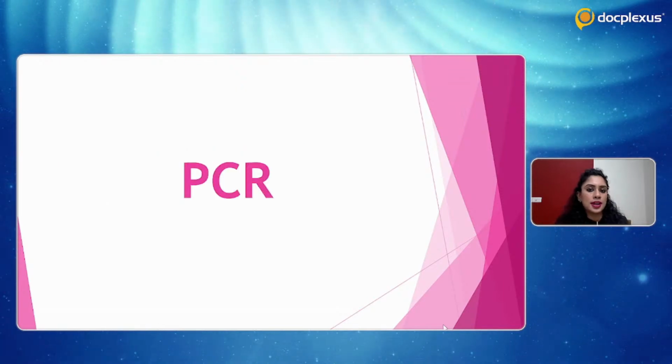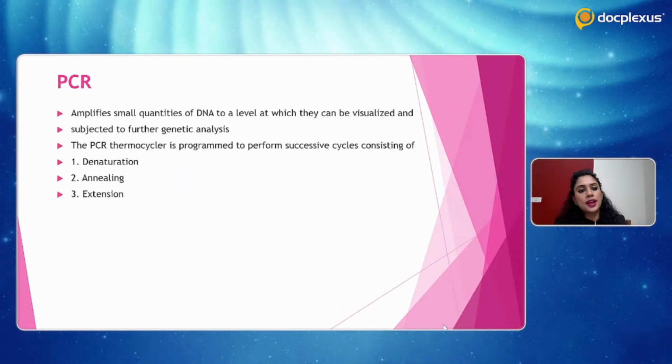Now, what about PCR? FISH we have spoken about. PCR amplifies small quantities of DNA to a level at which they can be visualized and subjected to further genetic analysis. So you have a small amount of DNA material, you amplify it, and then you can analyze it. That is the whole principle, right?